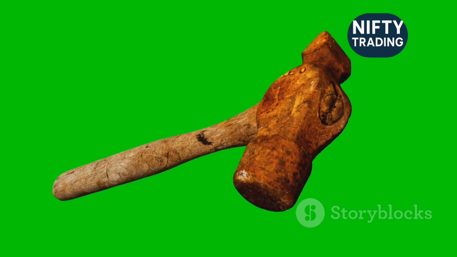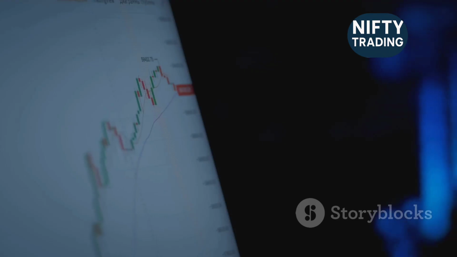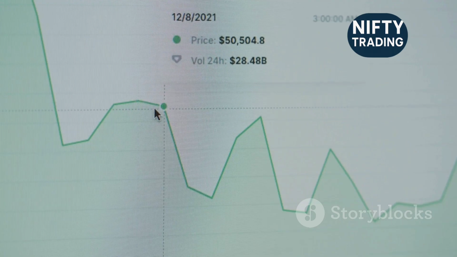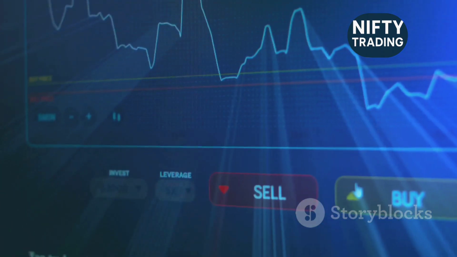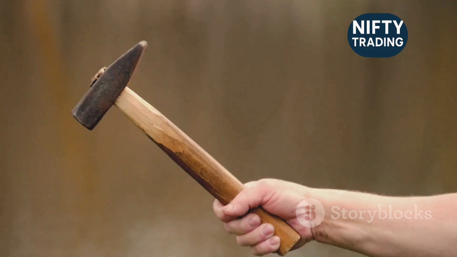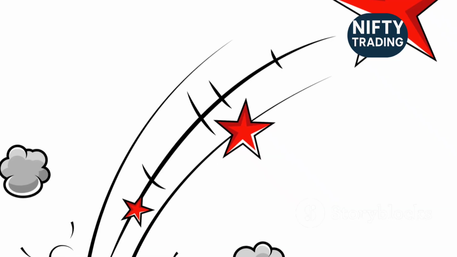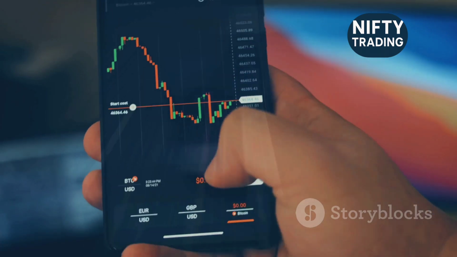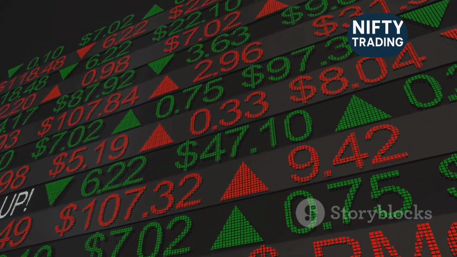Context is key. A hammer is powerful after a drop, not in a sideways market. A shooting star matters most at the top of a rally. These patterns are signals, not guarantees. The hammer says buyers are waking up. The shooting star warns sellers are gaining control. The doji says the market is uncertain.